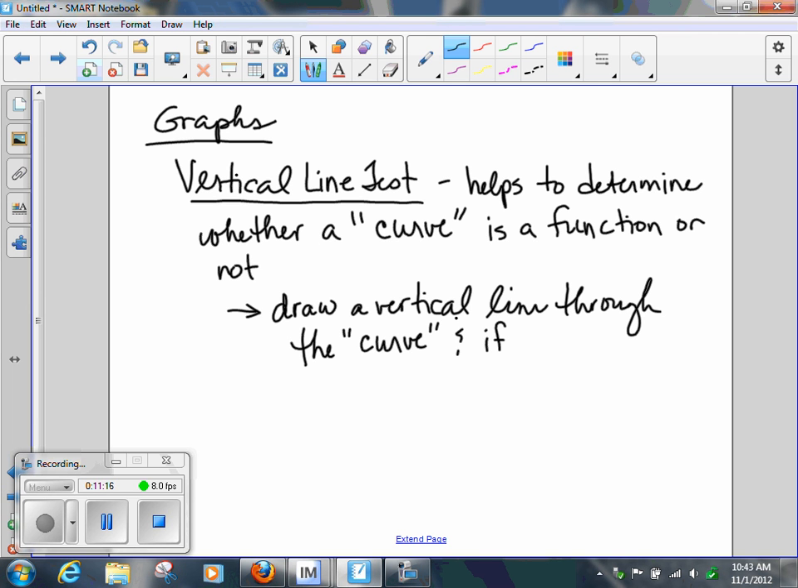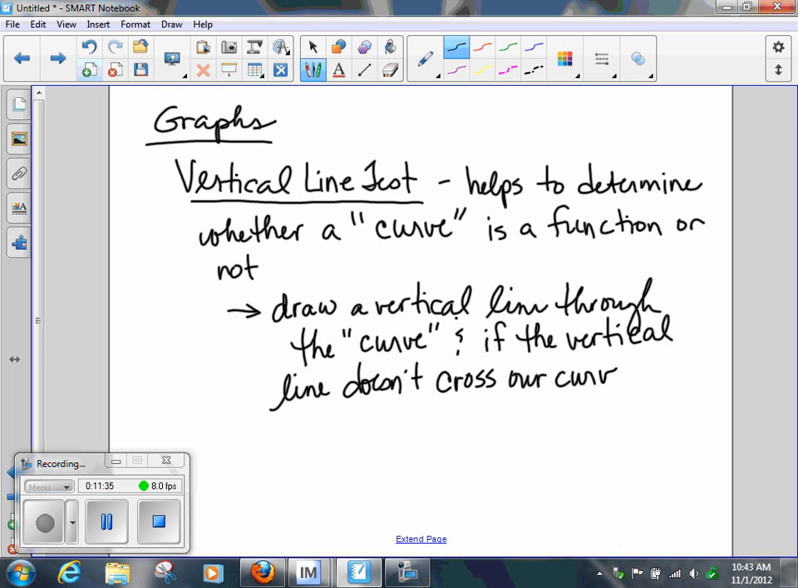Now, how are we going to word that nicely? Draw a vertical line through the curve, and if the vertical line doesn't cross our curve more than once, it is a function.